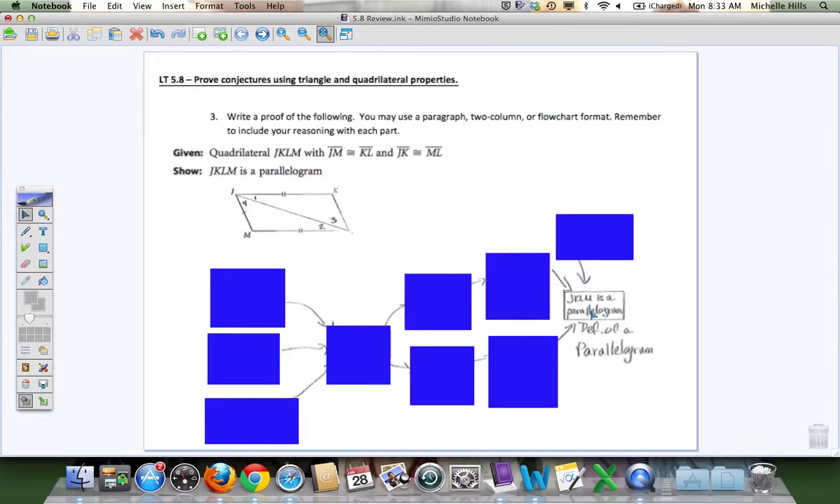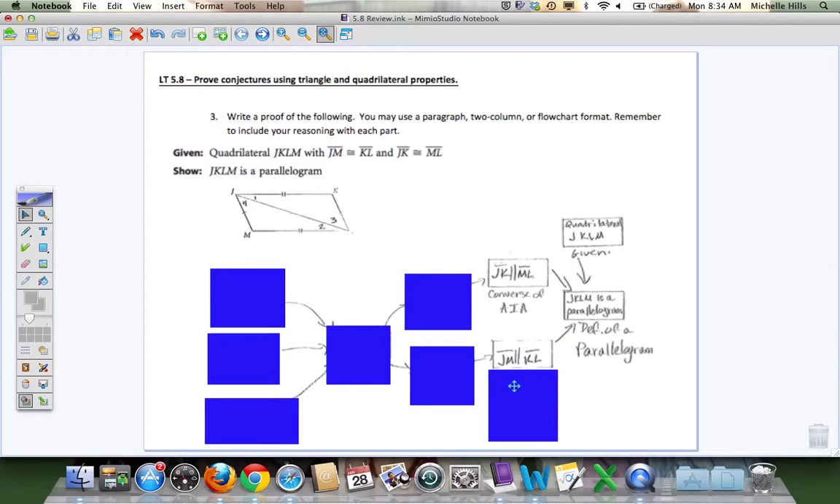Now, to be a parallelogram, think about the definition of a parallelogram. It is a quadrilateral with both pairs of opposite sides being parallel. So opposite sides have to be parallel. So to be a parallelogram, it has to be a quadrilateral. That's given. But in order to use the definition of a parallelogram and know it's a parallelogram, I'm going to have to show that those opposite sides are parallel.